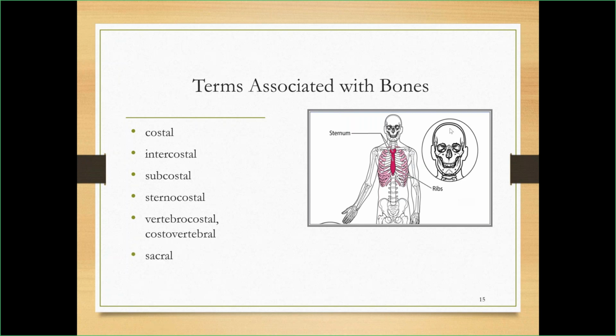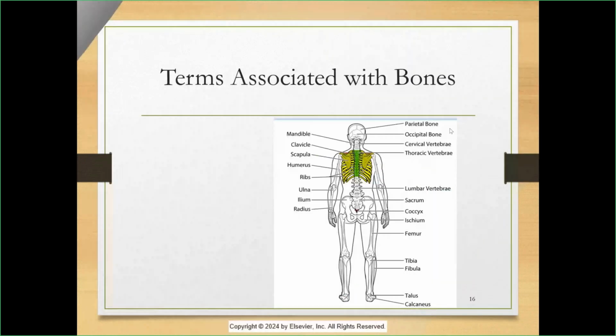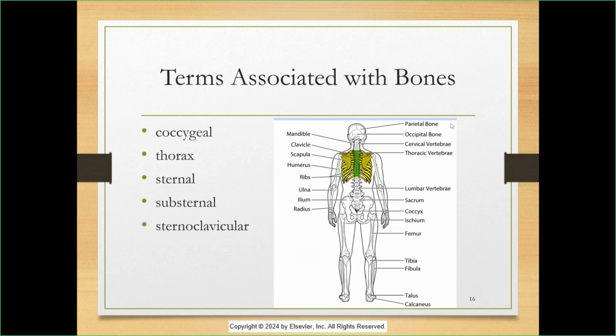Sacral means sacrum, which results from the fusion of 5 bones. Coccygeal, pertaining to the coccyx, which results from the fusion of 4 bones. Thorax, the cage of bone and cartilage containing the principal organs of respiration and circulation. Sternal, pertaining to the sternum. Substernal, below the sternum. Sternoclavicular, pertaining to the sternum and clavicle. Clavicular, pertaining to the clavicle. Scapular, pertaining to the scapula.